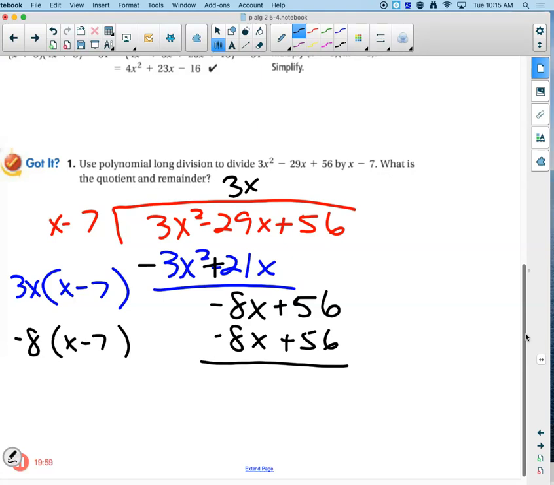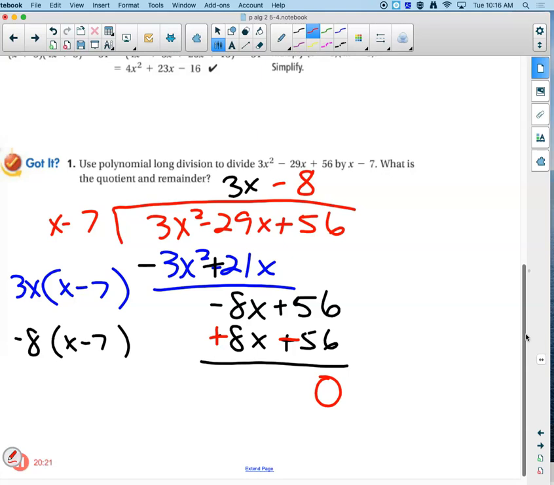Realize, hey, that wasn't so bad after all, because if I change those signs, negative 8x plus 8x is 0, which means my negative 8 worked great. And 56 plus negative 56 is 0. So a remainder of 0.